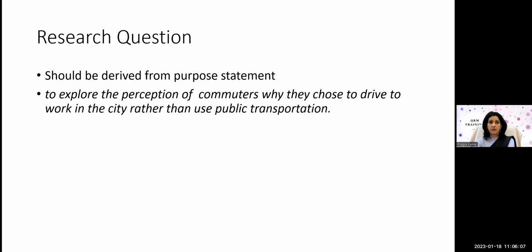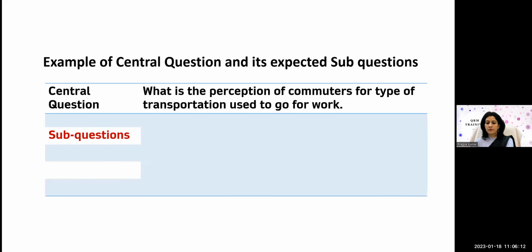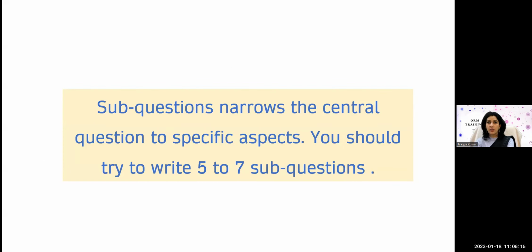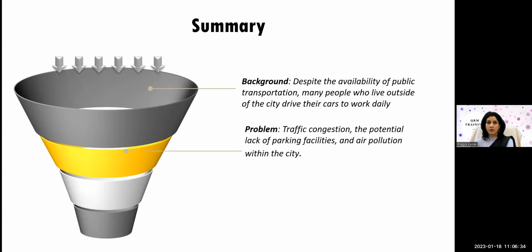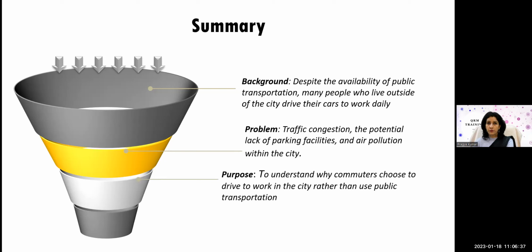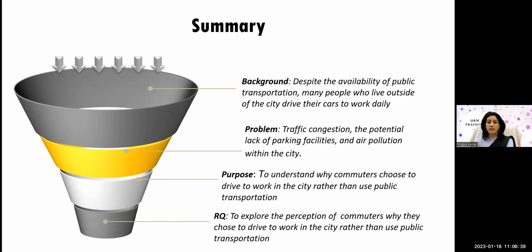Again, we have seen that the research question should be derived from the purpose statement. And the sub questions narrow the central question to specific aspects. We should try to write 5 to 7 sub questions. To summarize once again, the introduction part of your protocol should have the availability of public transport, many people who live outside, that was the background. Then this was the problem, the traffic congestion, then the purpose, and then the research question: I want to explore the perception of commuters, why they chose to drive to work in the city rather than use public transport.